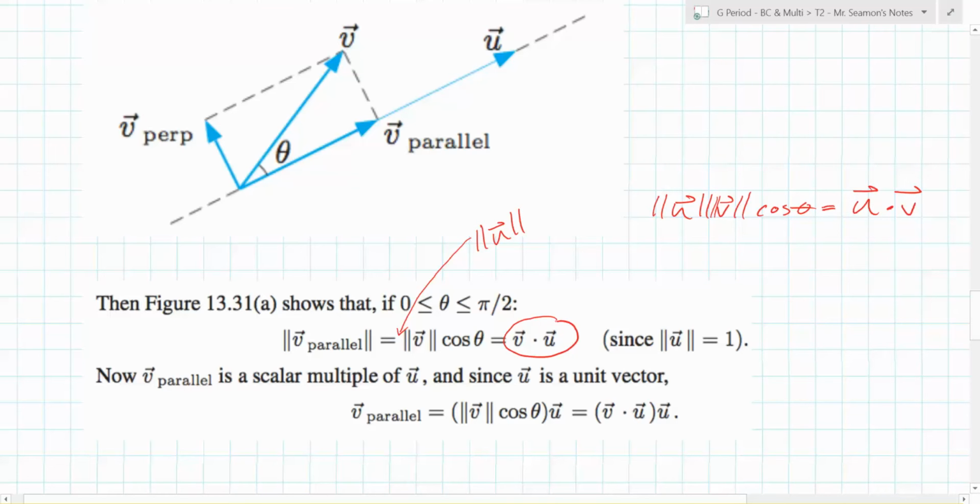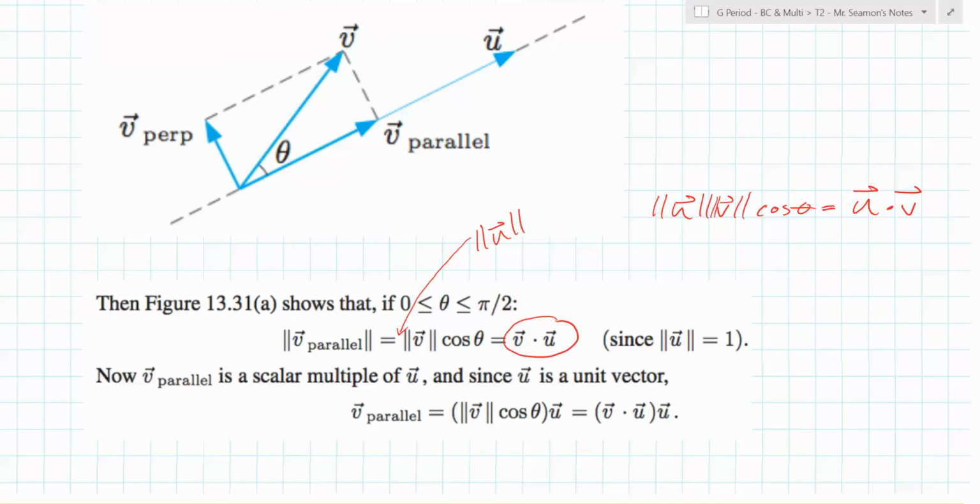But the only reason we were allowed to do that was because the magnitude of the direction we're going in, U, is 1. It's a unit vector. You with me so far? This is a scalar though, right? It's not a vector.